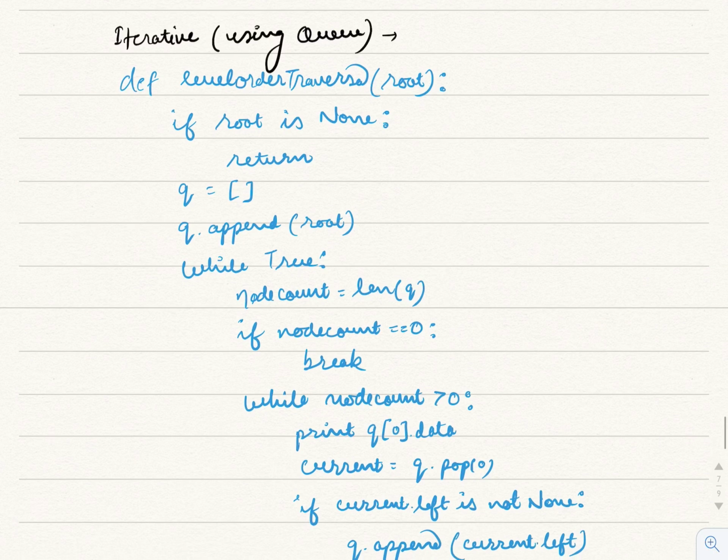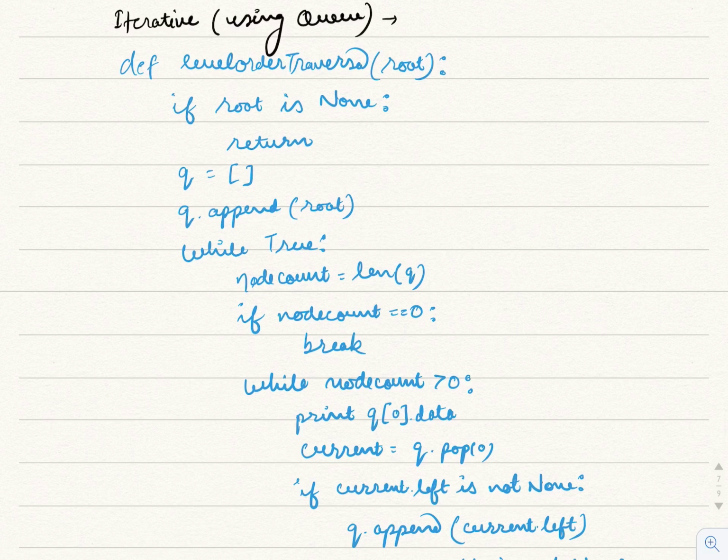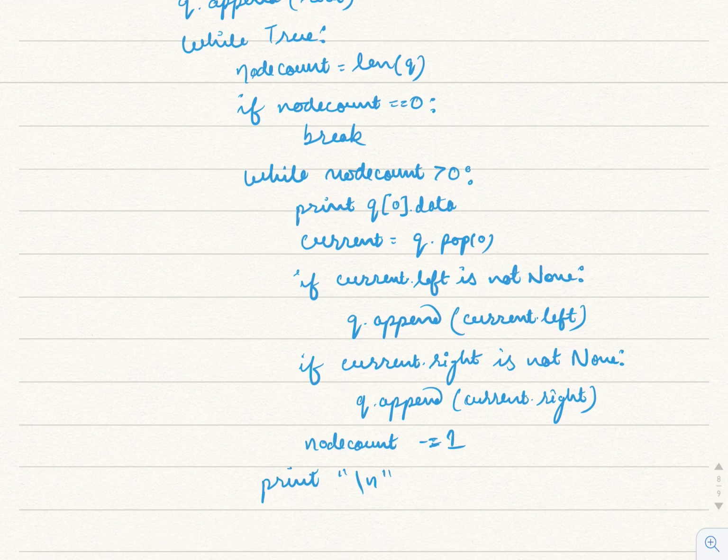Now if you want to look at the code, here is the code. Here I've initialized an empty queue and I've appended the root to it. This is the while condition that we followed above to get the level order traversal iteratively, line by line. So yeah, that's it.